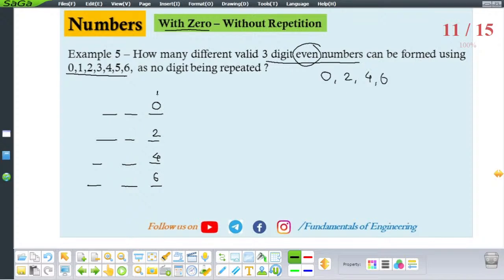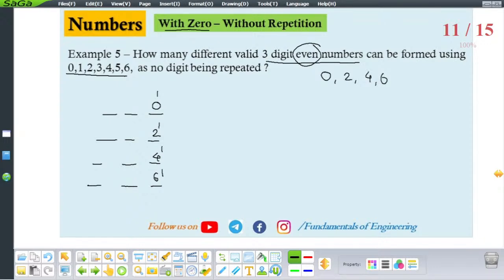So this position is fixed. So these are the number of possible choices. There is one possible choice when we are writing the 0 at the unit digit, one choice when we write the 2, one choice when we write the 4, and one choice when we write the 6 at the unit digit.